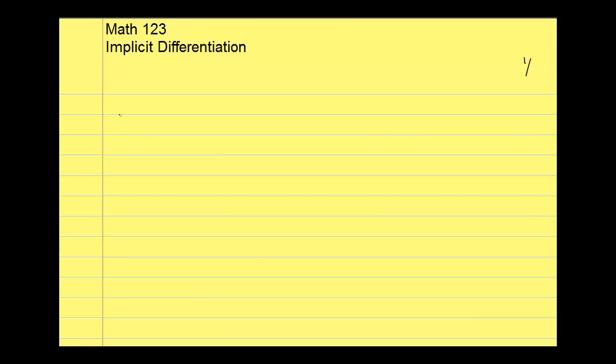In this section we're going to be learning about implicit differentiation. Well, we know what differentiation is, and we worked with differentiation in terms of the power rule, product rule, quotient rule, and chain rule, but we really haven't seen anything about this implicit business.